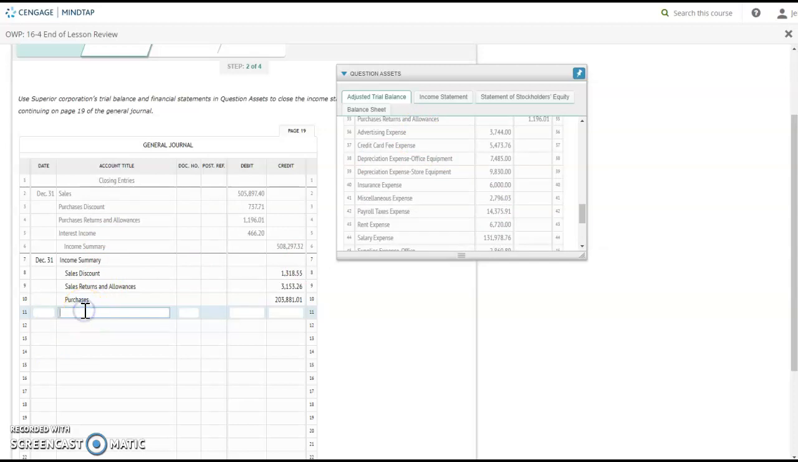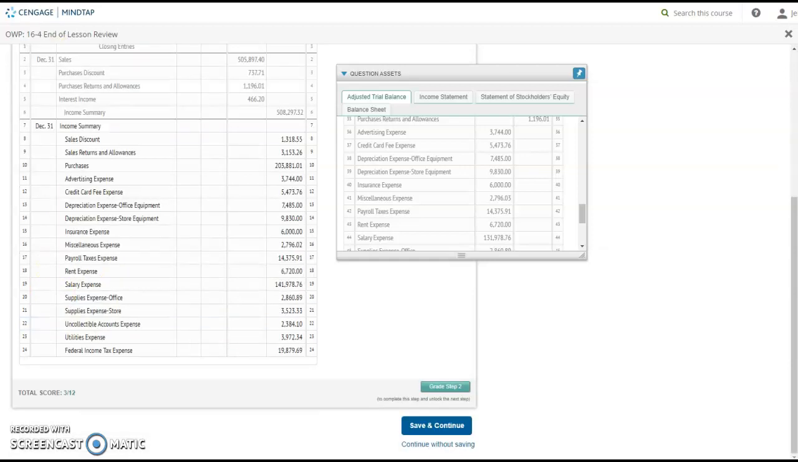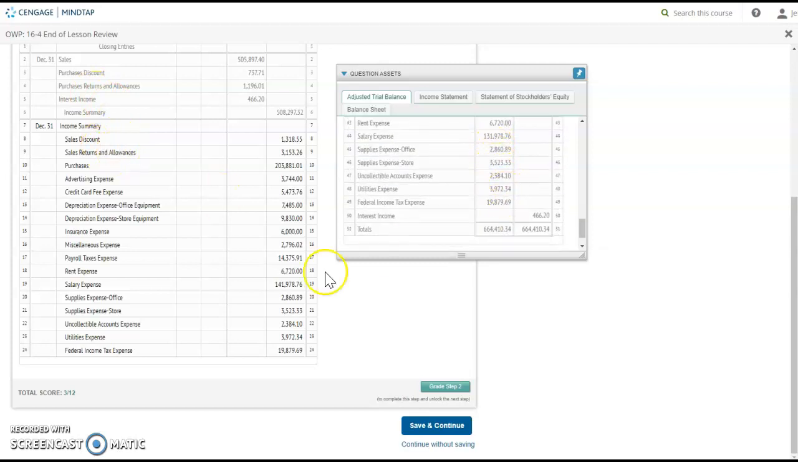Now we get into our expense accounts, and usually this is what's going to be a little longer. And I'm actually going to pause the video here, and I'm just going to fill in all of my accounts that have debit balances. I'm going to put those in as credits. You don't need to watch me do that. So I would suggest that you pause the video as well and put in all of your accounts. Okay, I have now put in all of my income statement accounts that have debit balances. I've put them in for my closing entry, and I have credited all of those accounts.